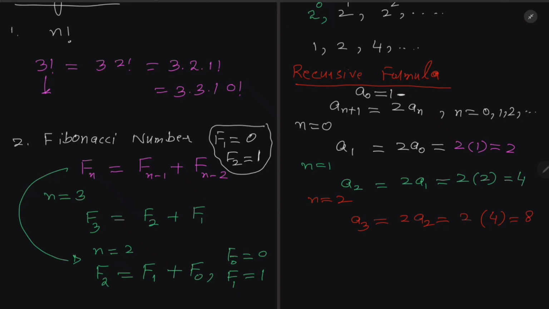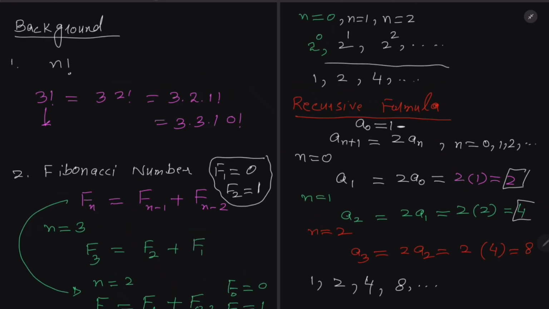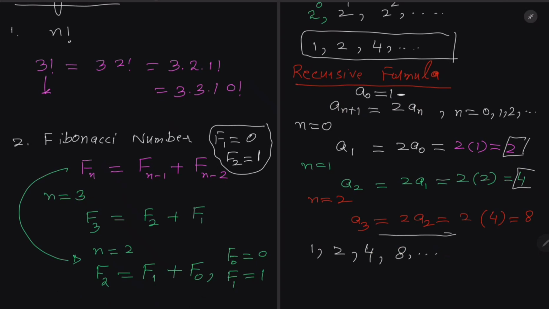a0 is 1. a1 is 2. a2 is 4. Then we have 8, and so on. So you can see that we got the same sequence from the recursive formula, or recursion, as you may say.